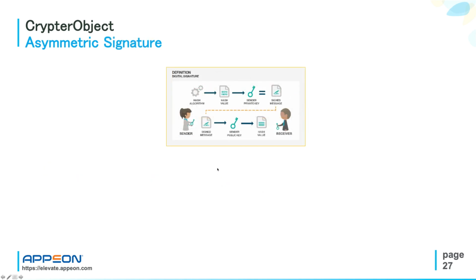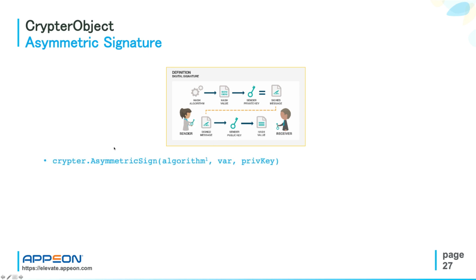You can also perform an asymmetric signature, just inverting the role of the public key and the private key. When you sign some data, you want to, of course, generate a hash value and then sign this hash value with your private key, just to witness that it is signed by you. And then the signed message is sent to the receiver, who will use the public key to decode the hash value and verify the signature.